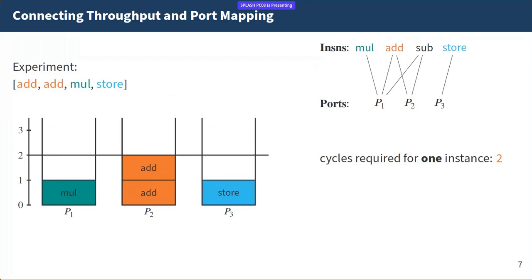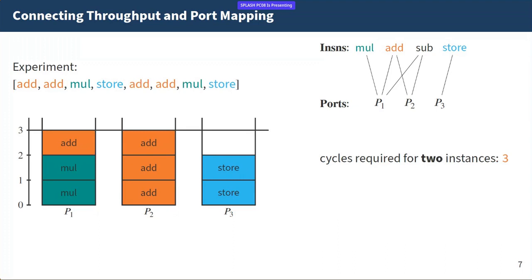So if you distribute one instance of this experiment to these ports, we can see that we require 2 cycles because the maximal height in these buckets is 2. That's, however, not the throughput yet, because the throughput is talking about steady state behavior.